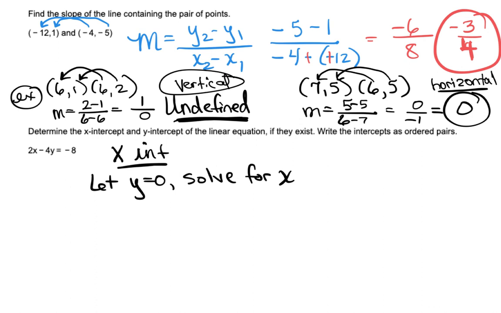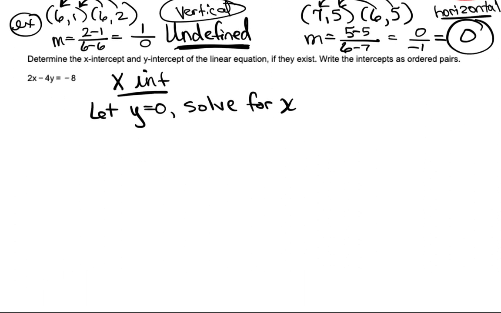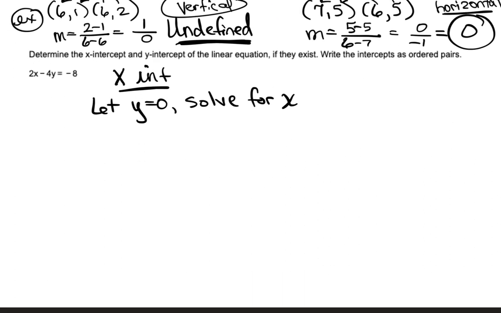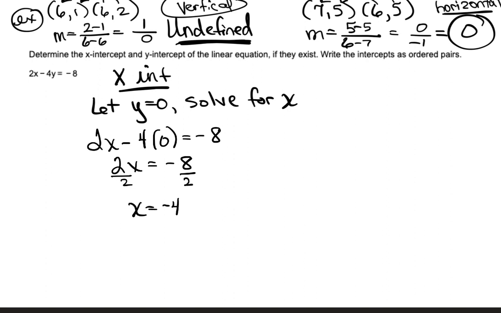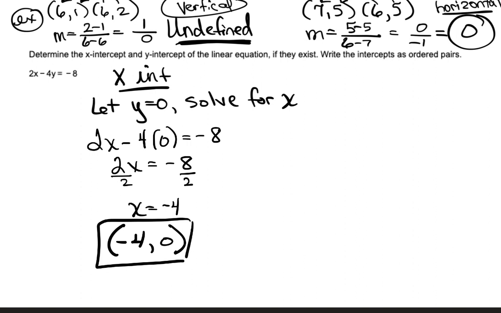Let's take our equation. Let's see, we've got 2x, and y is 0. And you solve: 4 times 0 is 0, so you have 2x equals -8. What do we get? x equals -4. Okay, so my x-intercept is x equals -4. We're going to ask you to write it as an ordered pair. That's the x-intercept: -4, 0.